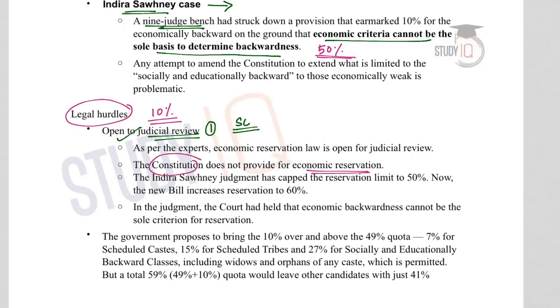So when this 10% reservation matter comes to the Supreme Court as the guardian of the Constitution and as the guardian of the fundamental rights, it will look into the constitutional validity. It will examine this 10% reservation with the constitutional provisions. So, the Constitution does not first of all provide for any kind of economic reservation. And secondly, in the Indira Sawhney judgment, the cap has been limited to 50%. So, this is an earlier Supreme Court judgment, and that also the Supreme Court can consider.